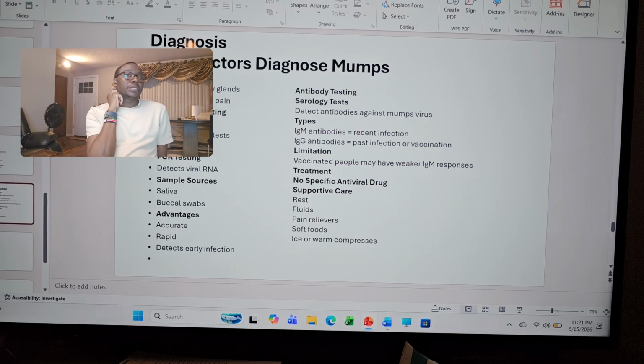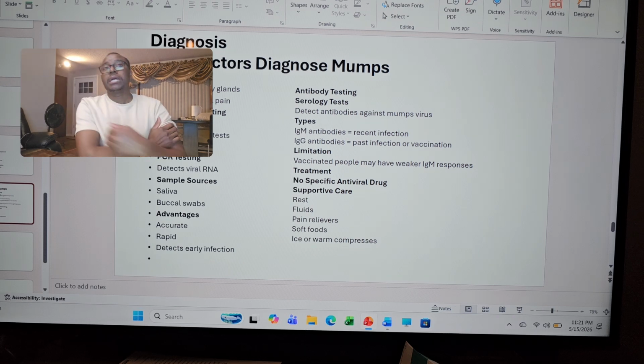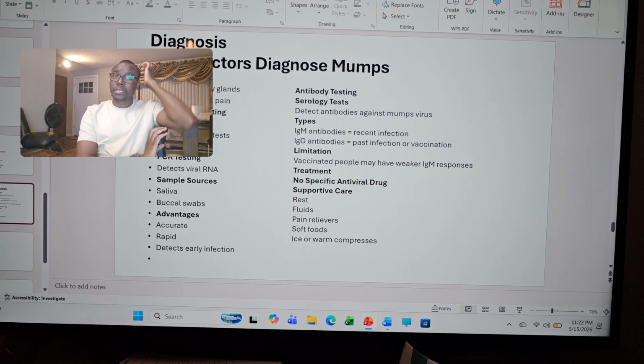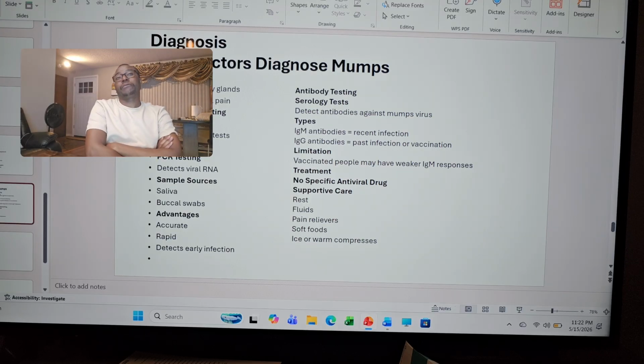Antibody testing, a serology test, detects antibodies against the mumps virus, such as IgM antibody, which indicates recent infection. Whenever you do an IgM antibody test, it detects a recent infection. IgG indicates a past infection or vaccination, so that means if someone has been through the incubation, IgG is able to detect it. Limitation: vaccinated people may have a weaker IgM response.